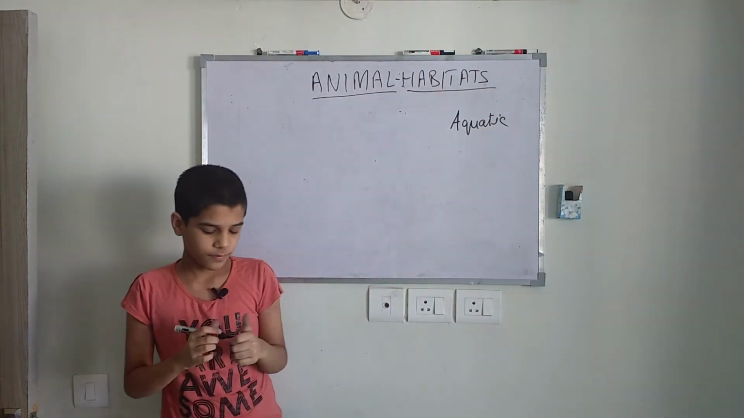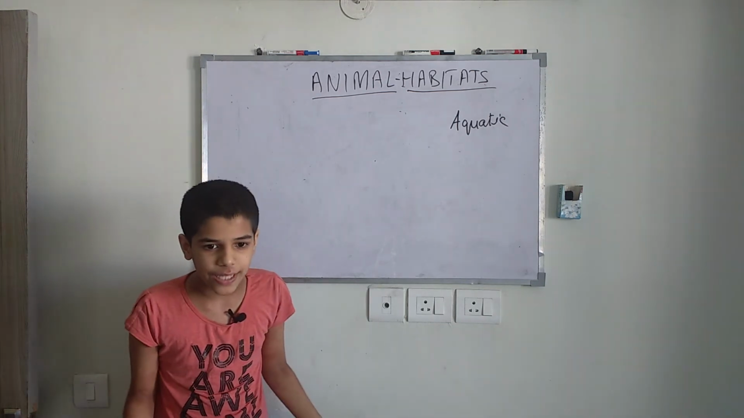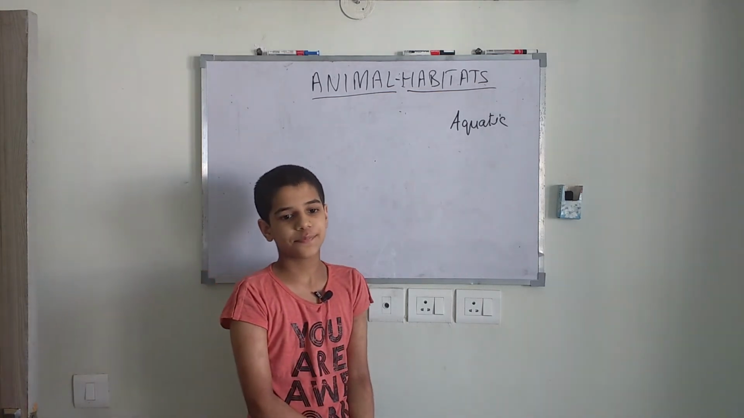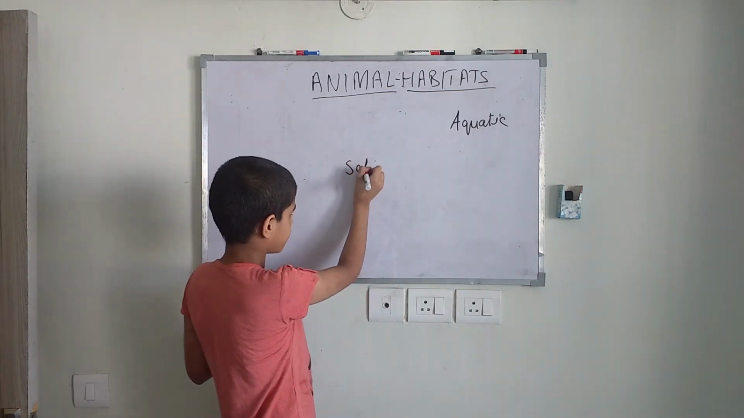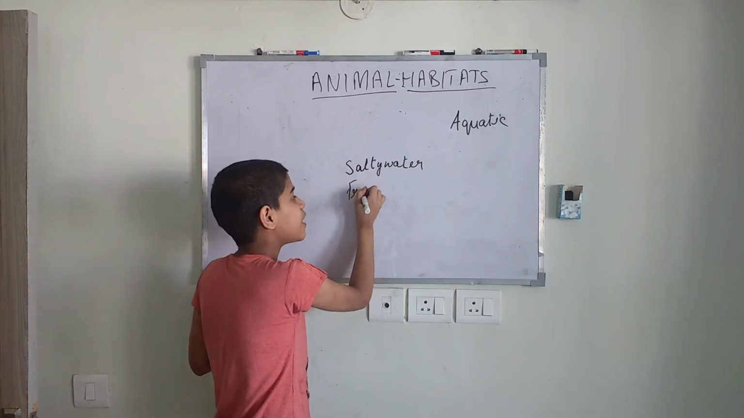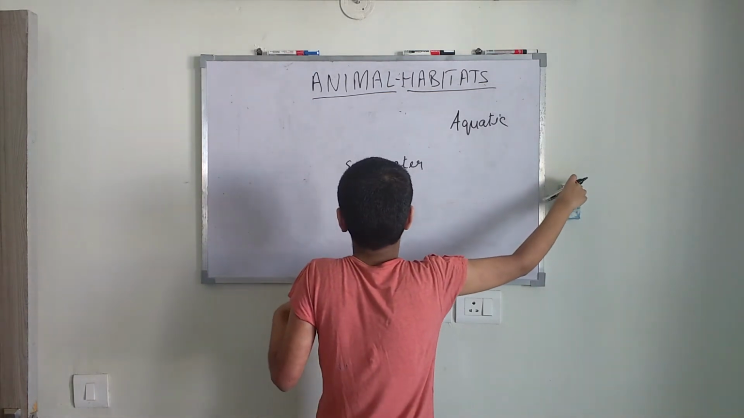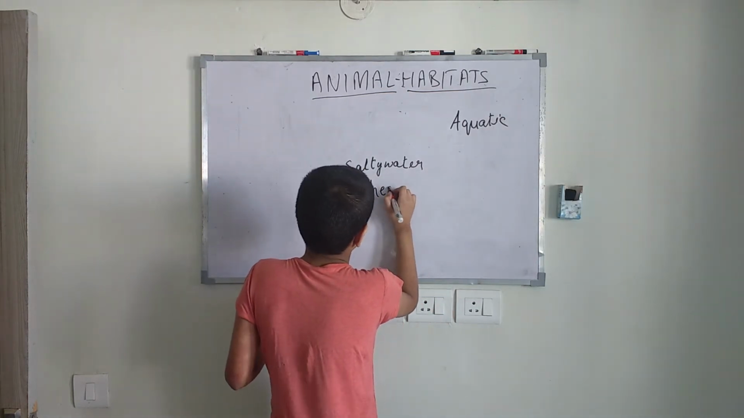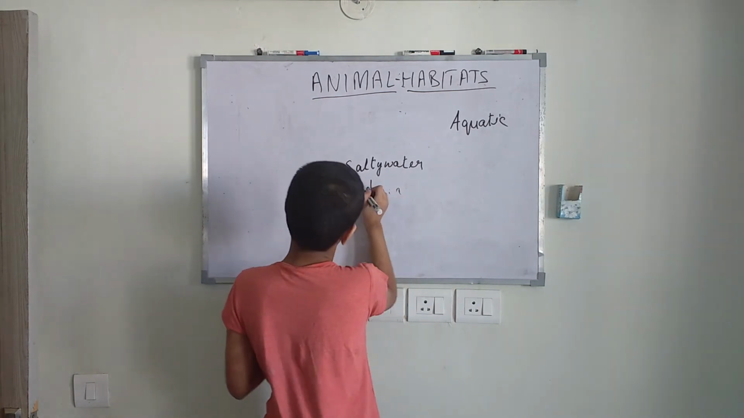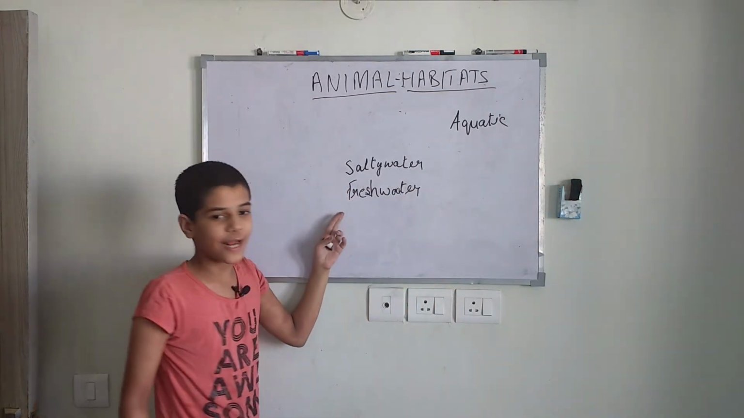Can you see it? Aquatic category. Now, just like in the category of terrestrial animals, there are many habitats of terrestrial animals also. So, in the aquatic category also, there are two habitats. Can you name them? Now, one is the salty water habitat. Do you know the other? Freshwater. Yes. Now, these are two habitats. Now, where can you find a salty water habitat? Yes, so these are the freshwater habitat and the salty water habitat.